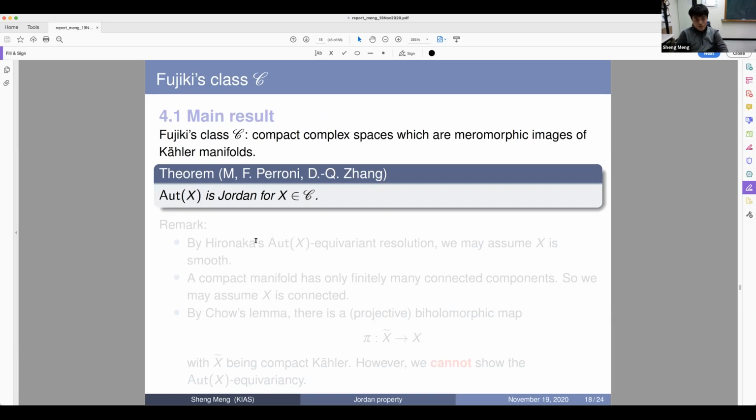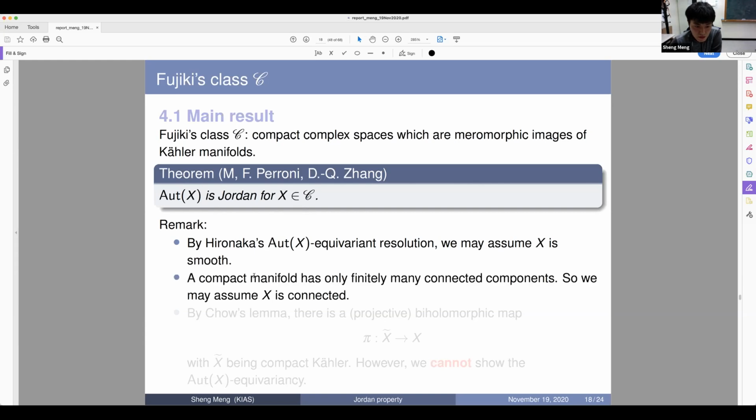Before beginning the proof, I would like to state several important remarks. First, we can always use Hironaka's equivariant resolution to assume that X is always smooth. And second, we can assume that X is connected because the compact manifold has only finitely many components.